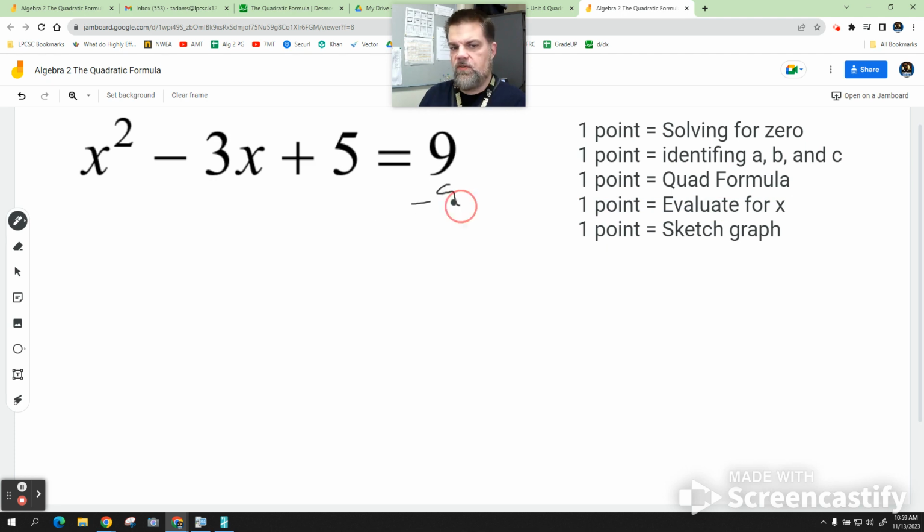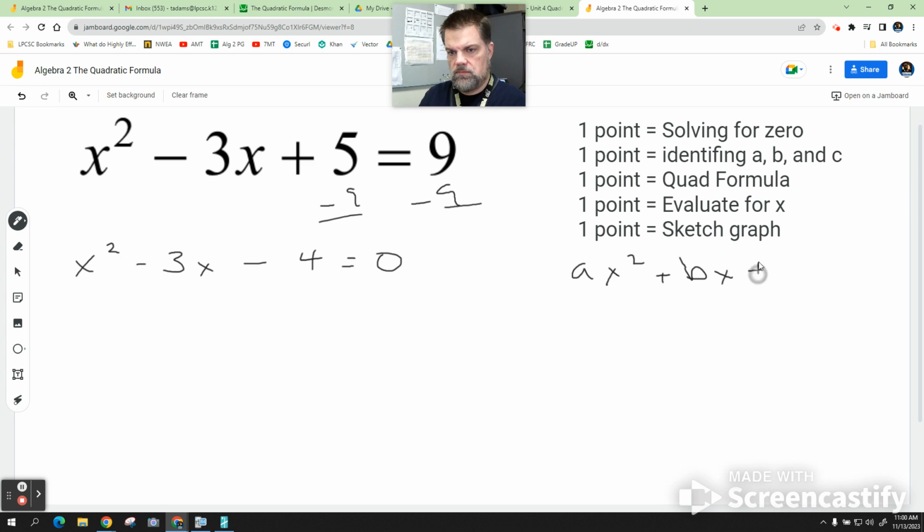So what we're going to do is solve for 0. That's the first step. Okay? And so I get x squared minus 3x, oh wait, no, it's not plus, it'd be minus 4, right? Minus 4 equals 0. Now, why do I do that? Because I want it to look like ax squared plus bx plus c equals 0. So then I need to identify that a is equal to 1, b is equal to negative 3, and c is equal to negative 4.